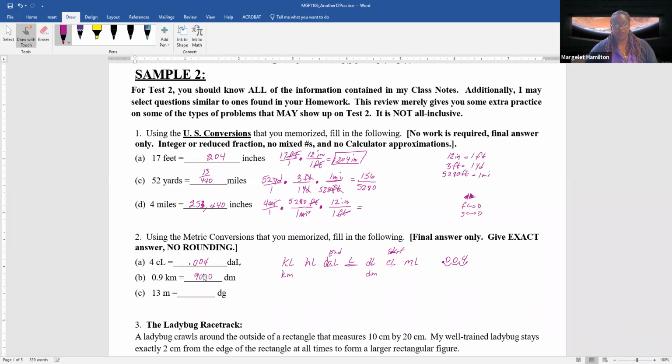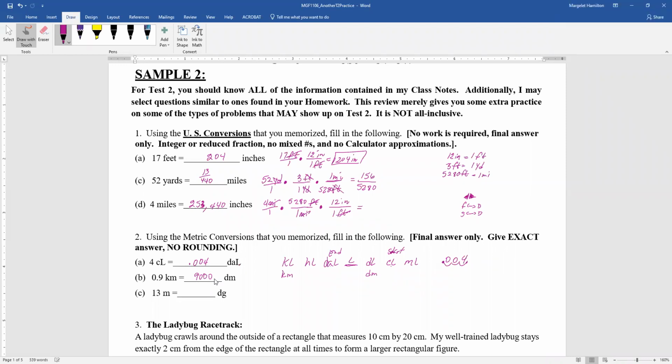Y'all are on it. All right. We're just moving that decimal point in a direction, however many times it takes us to get to the next point. We started here at KM and we moved it 1, 2, 3, 4 places to the right. Here's my decimal point right before the 9. 1, 2, 3, 4 will give me 9,000. Is everybody okay? Okay.